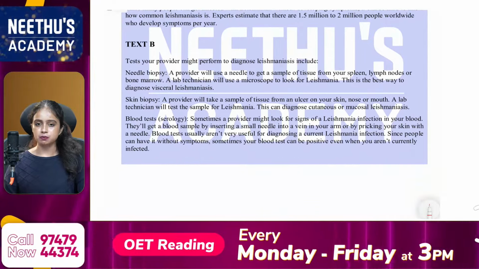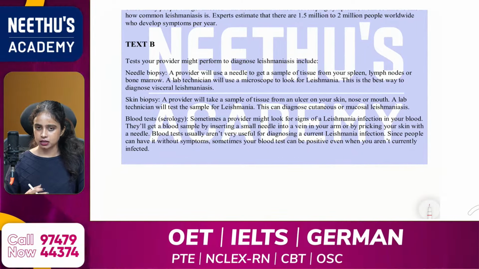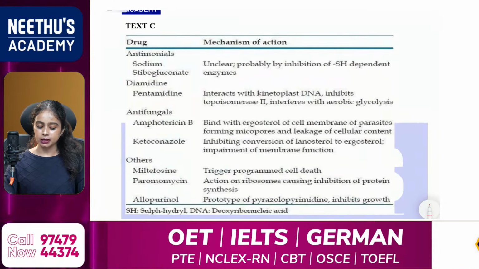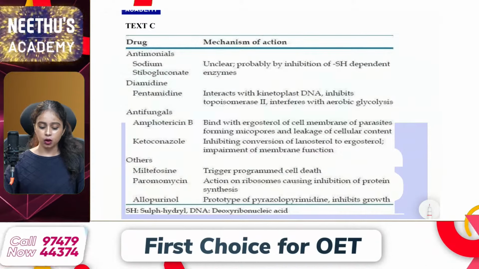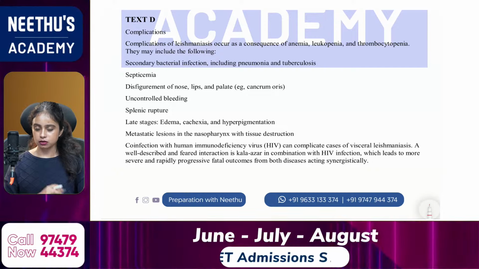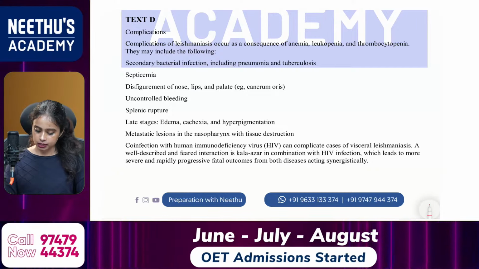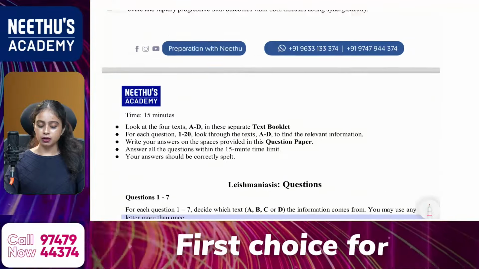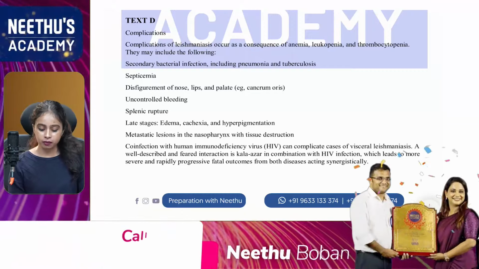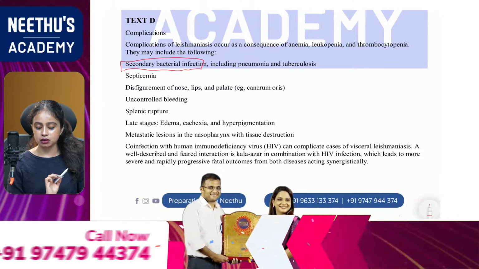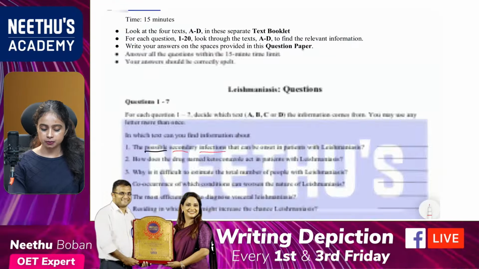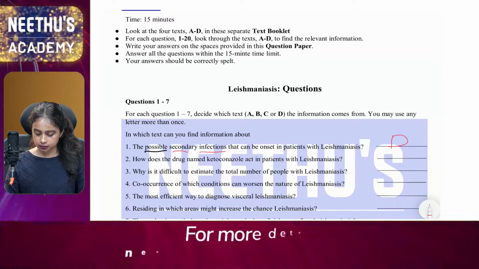The complications, the infections, everything is mentioned in text A. And what about text B? It's all about the diagnosis, I can say, the different types of tests for the confirmation of this condition. And what about text C? It's all about the treatment, medications. Okay, there is a pictorial. And text D is all about the complications of the particular disease condition. So the first question is all about complications. See the second point, secondary bacterial infection including pneumonia and tuberculosis. So that is from text D. So my answer is D.